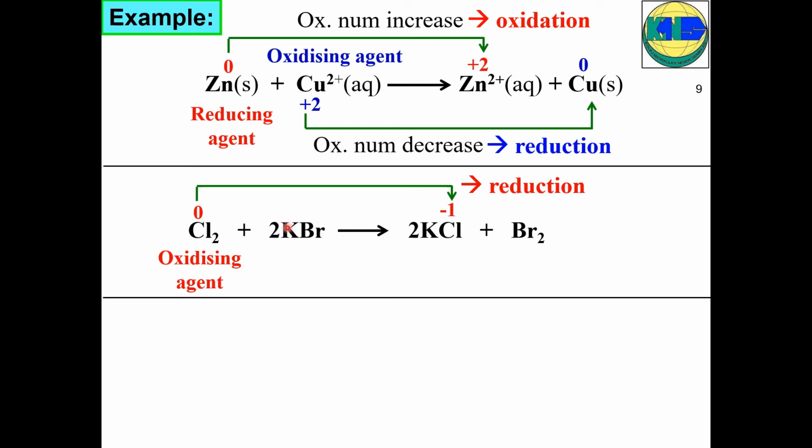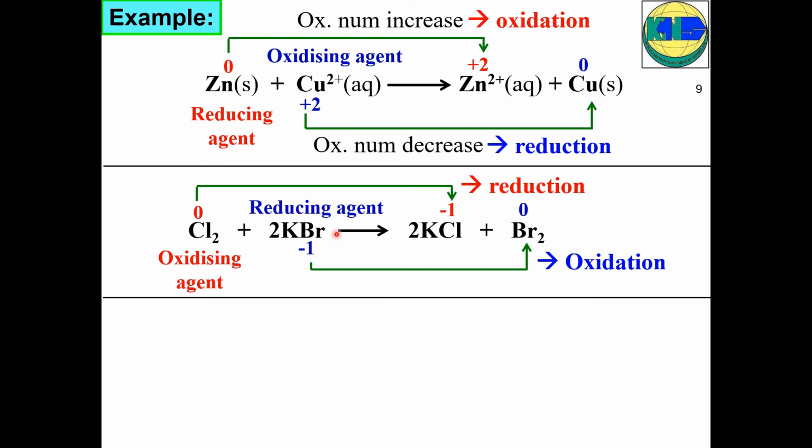Then we link between KBr with Br2. We only take the Br in KBr. So we have K plus and Br minus. So -1 for Br here, then Br2 here is 0. So you can see that the oxidation number increases from -1 to 0. So it means that the Br minus undergoes oxidation. So the Br minus here is called the reducing agent, together with the KBr.